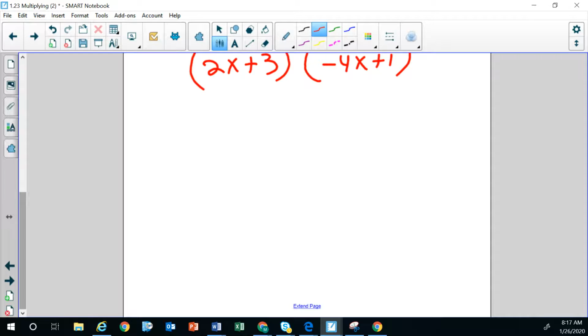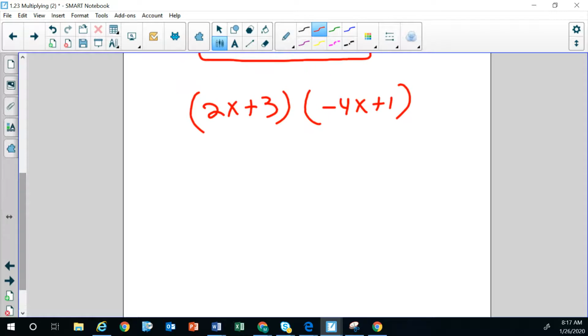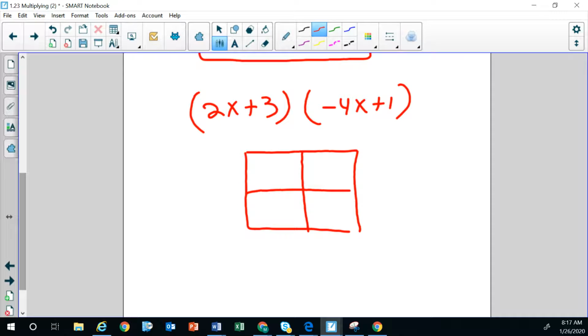So I'm going to draw my box. Make 4 small boxes. Now I'm going to use the first polynomial. First, the 2x goes on the top left, and the 3 goes on the bottom left. My second polynomial, the negative 4x goes on the top, and the 1 goes to the right.